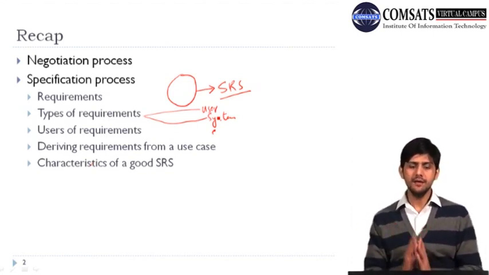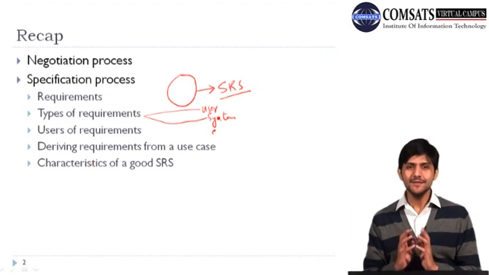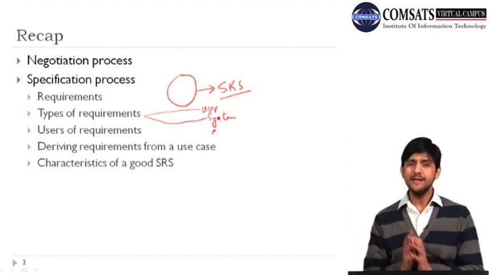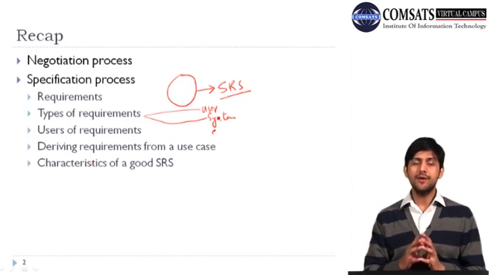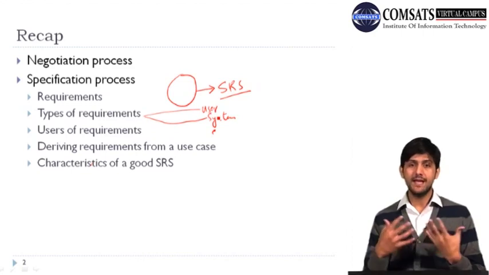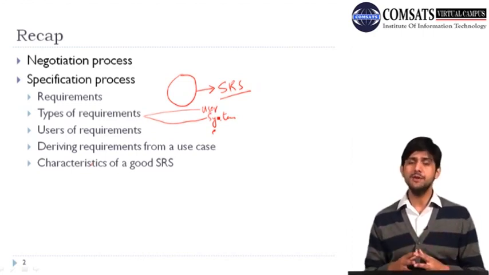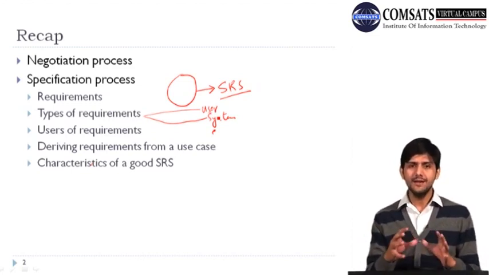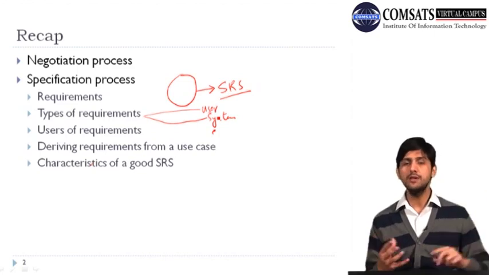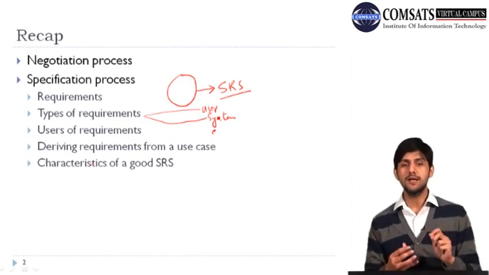Then finally, towards the end of the last lecture, we discussed characteristics of a good SRS. We have emphasized this topic earlier as well. For example, when we are writing an SRS, we need to use a language which is understandable to all the people, because not everybody is from the same background. We listed down all the good characteristics of an SRS. For example, we said that all the requirements written in an SRS should be correct.